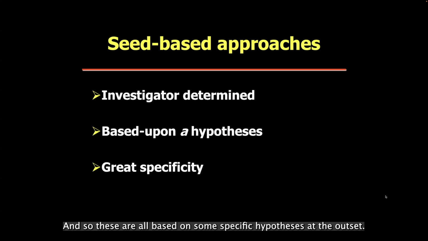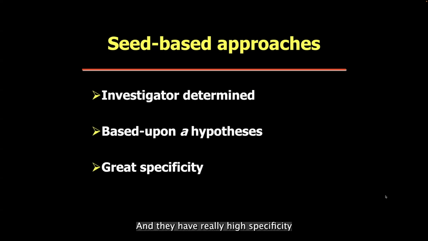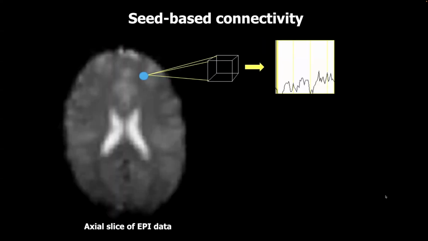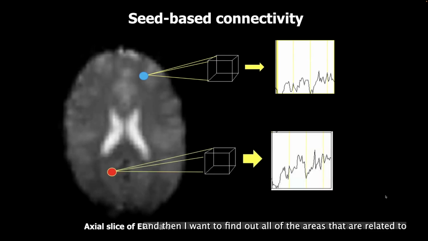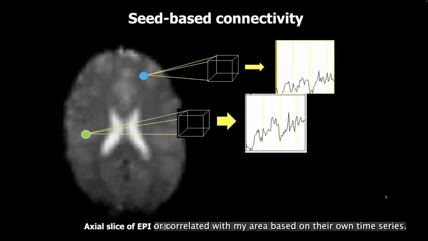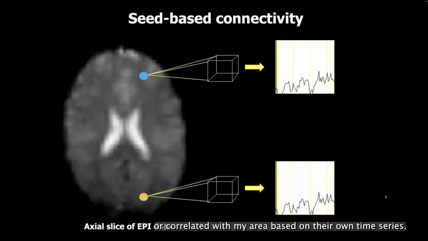functions, then you pick an area in prefrontal cortex. And so these are all based on some specific hypotheses at the outset. And they have really high specificity, or they're very specific to your hypothesis, what you're interested in studying. You will define that seed. So seed-based connectivity, in essence, says, I'm going to pick my region first, and then I want to find out all of the areas that are related to or correlated with my area based on their own time series.